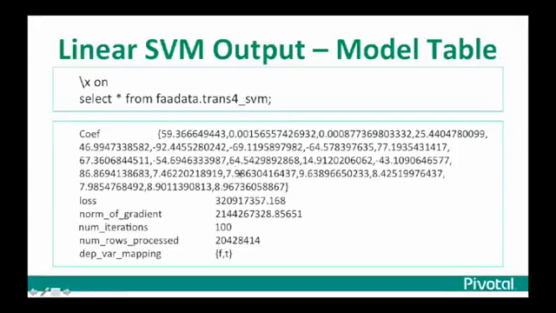So looking at some of the details here, we see that the model table holds the coefficients for each independent variable, along with the number of iterations until convergence, the number of training records processed, in this case nearly 20.5 million records, and the dependent variable labels, either F for false or T for true.